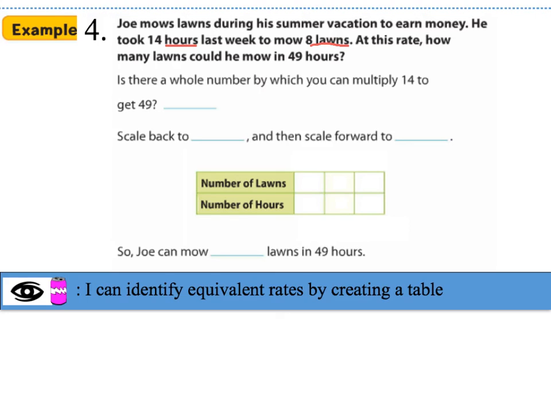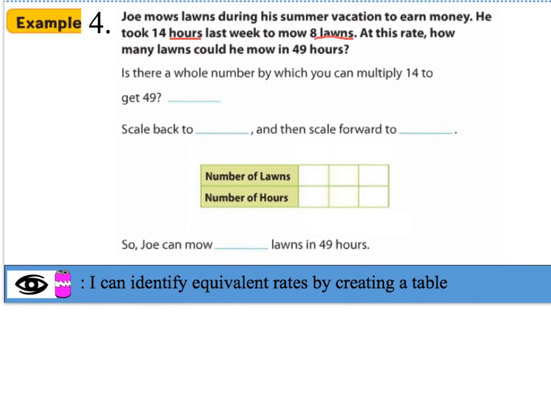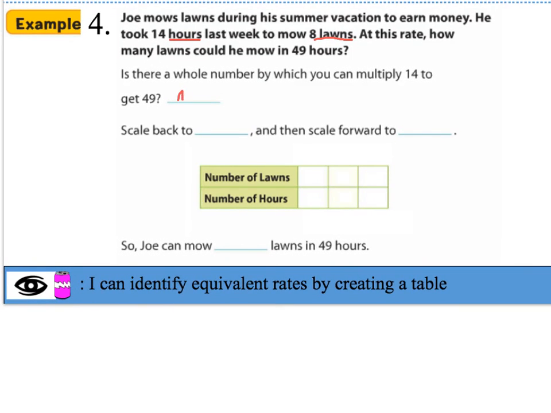It says, is there a whole number by which you can multiply 14 to get 49? So if you think of it, a number times 14, we can't multiply any number by 14 to get 49. So I'm going to write no in this box, because 14 times another number does not give me 49. So what we're going to have to do is we're going to have to scale back to 7, and then scale forward to get our number 49.